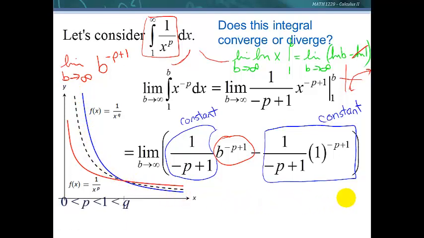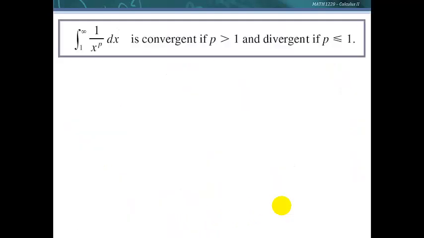And so what we find as we're looking here is we need to have this exponent greater than 1 for convergence. So let's sum this up. If we're looking at this integral from 1 to infinity of 1 over x to the p dx, it is convergent if p is greater than 1 and divergent if p is less than or equal to 1.